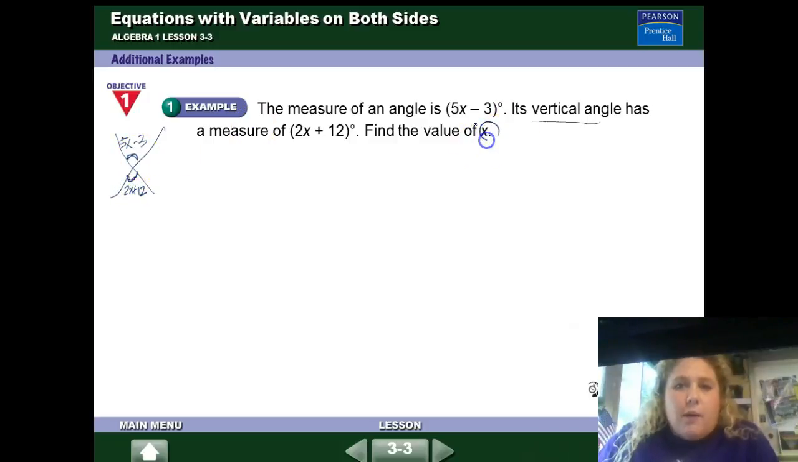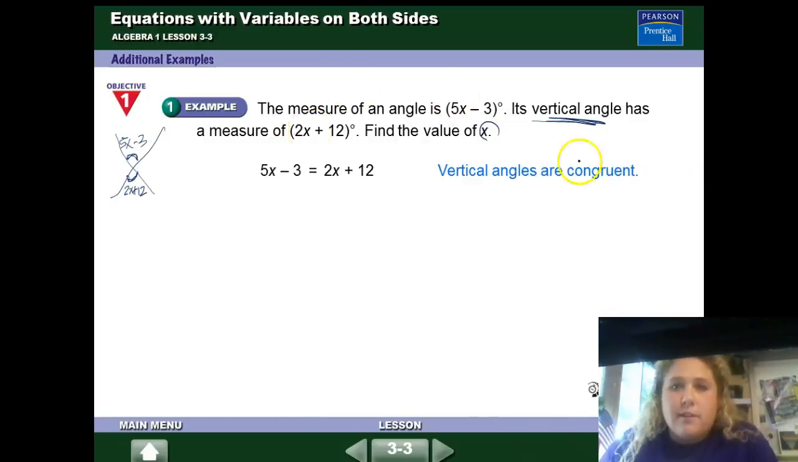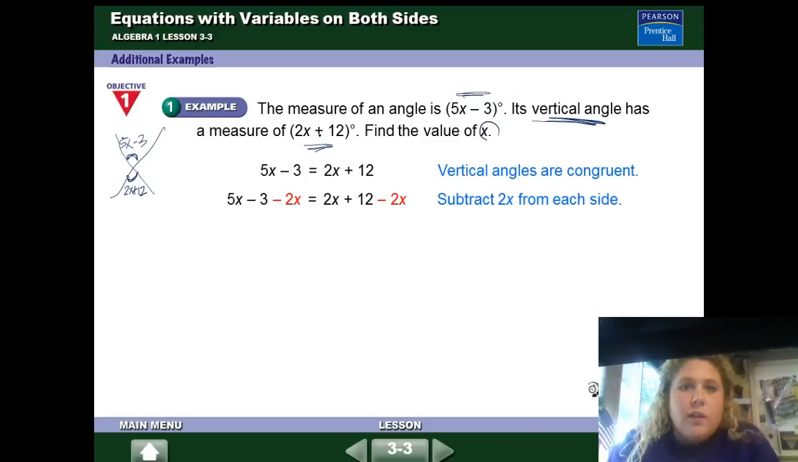So when we need to find x, we can set these equal to each other because they're congruent. And a vertical angle is saying that these two are congruent to each other. In other words, they're equal to each other. So we can write 5x minus 3, this degree here, equals 2x plus 12. We need to solve for x.